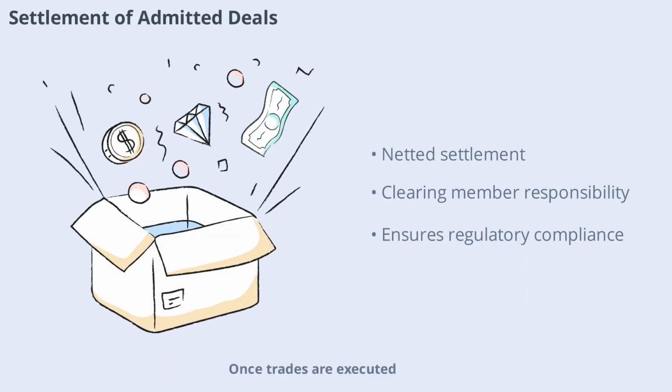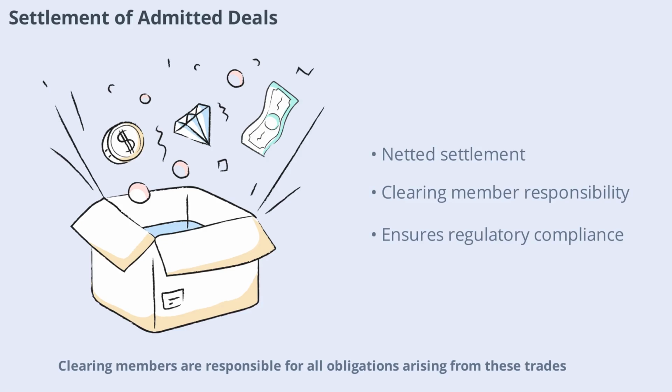Once trades are executed, they're cleared on a netted basis by the clearing corporation. Clearing members are responsible for all obligations arising from these trades, including payment of margins, penalties, and settlement of obligations. If a clearing member is not a trading member, they still settle trades for the trading members and custodial participants they represent. This structure ensures that all trades are settled efficiently and in compliance with regulation.